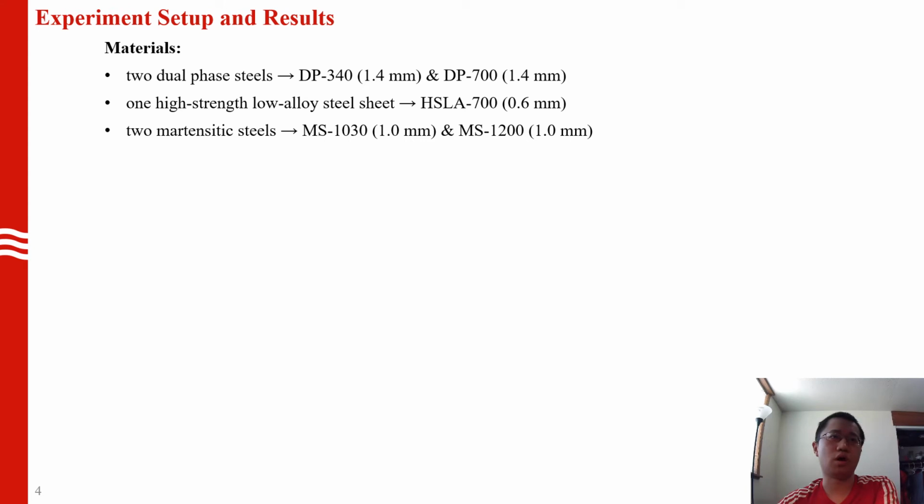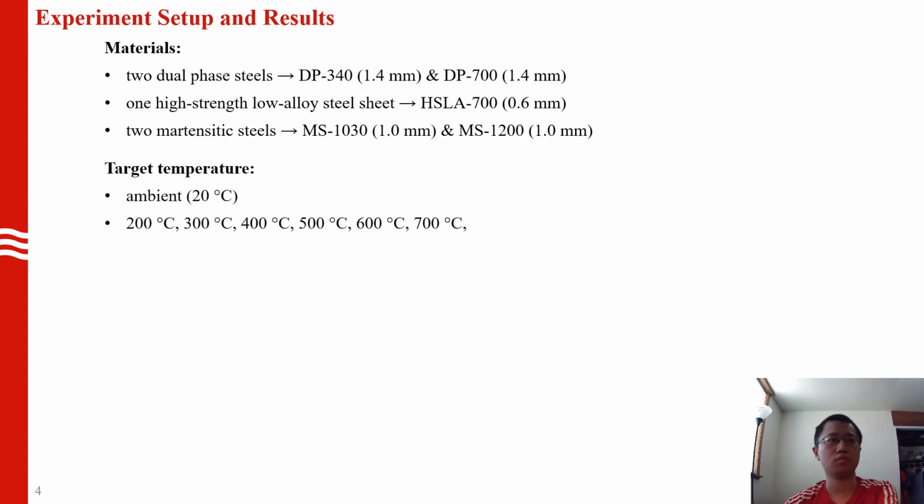For the test matrix, we have five different materials, including two dual-phase steels, two martensitic steels, and also one high-strength low-alloy steel sheet that we found showing pretty similar stress-strain behavior to our AHSS. So we also include an HSLA with a nominal yield stress of 700, and we can also see the thickness of each steel sheet. For the target temperature, we test at ambient and also 200 to 700 degrees with an increment of 100 for each case.